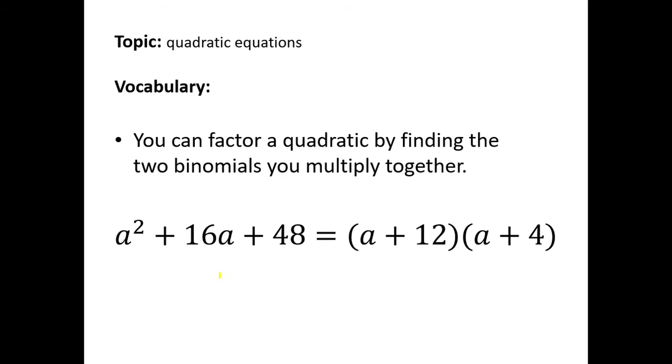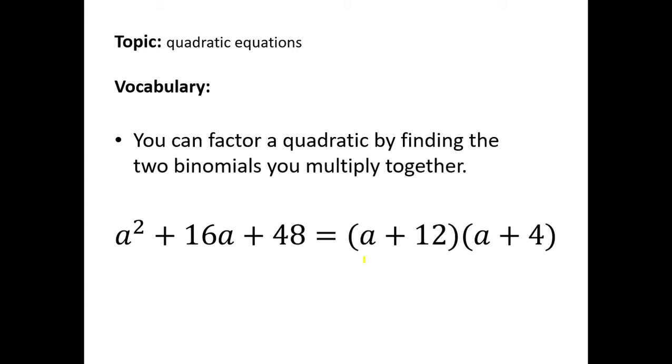So the quadratic equation is equal to two factors being multiplied together. Each of these two factors is binomial. That is, it has two things in it. Like a bicycle has two wheels, each of these expressions inside the parentheses has two things. 1, 2. So that makes it binomial.